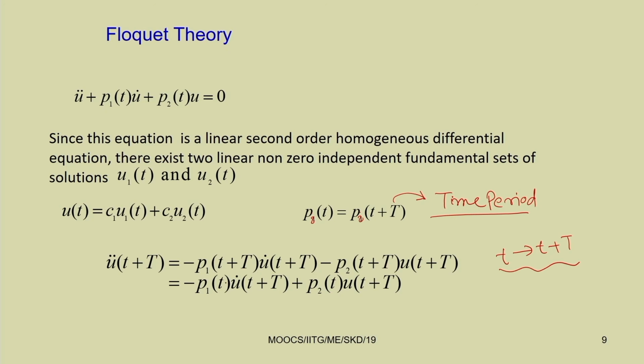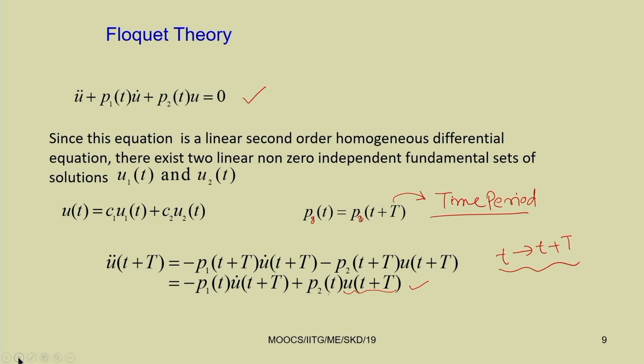So, in this case, we can write this equation equal to minus p1(t) u dot(t + T) plus p2(t) u(t + T). So, you just compare this original equation with this equation, they are same. Here you can observe that if u(t) is a solution, then u(t + T) is also a solution of the system. Here you have taken two fundamental sets of solution, u1(t) and u2(t), and you have now observed that if u(t) is a solution, then u(t + T) is also a solution of the system.